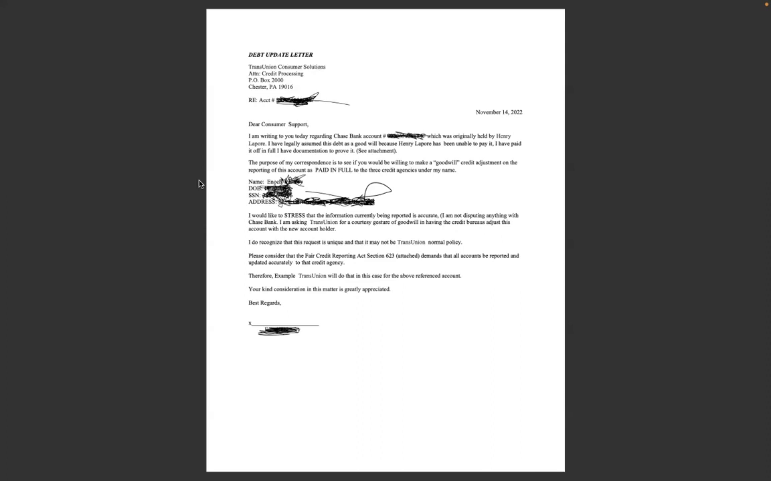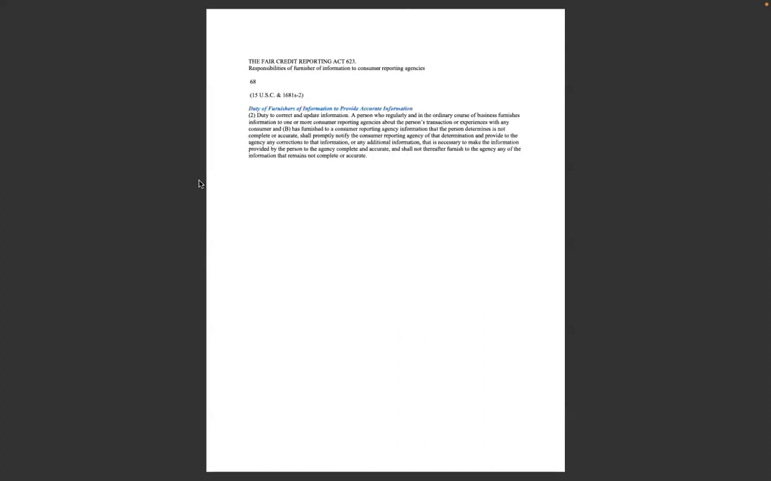So let's continue. Please consider that the Fair Credit Reporting Act, Section 623, attached, demands that all accounts be reported and updated accurately to the credit agency. Therefore, TransUnion would do that in this case for the above referenced account. Your kind consideration in this matter is greatly appreciated. And you'll put your signature at the bottom. So here, go right here.